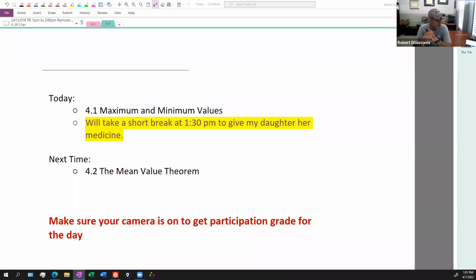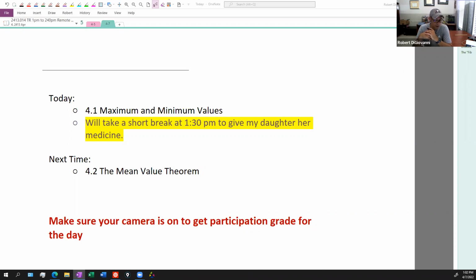At 1:30, I have an alarm set. I've got to give my daughter her pain medication. I already have it ready to go, so I just have to give it to her real quick, and then we'll come back. If for some reason she needs me during class, she's going to call me, so I have my phone on just to let y'all know.